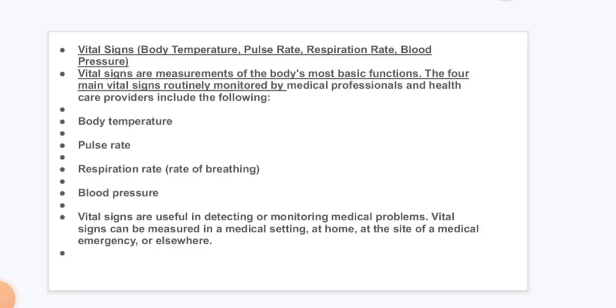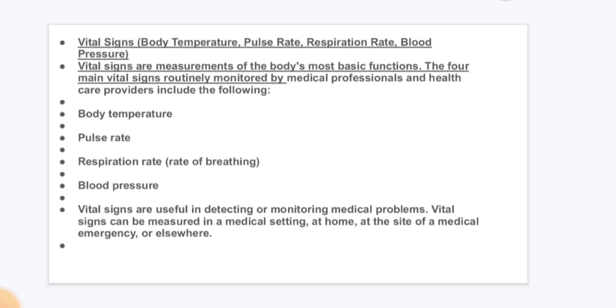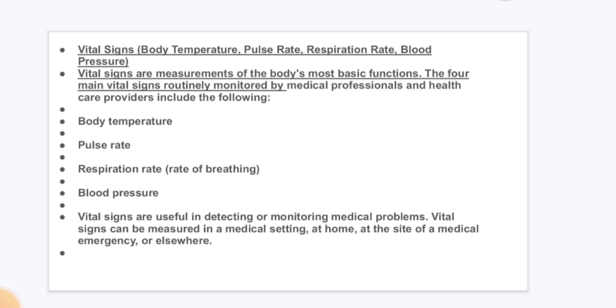Today I am going to discuss the topic of vital signs. Vital signs is a very important topic. It is the most basic procedure for nursing, and it is very important. It is also asked in the exam.